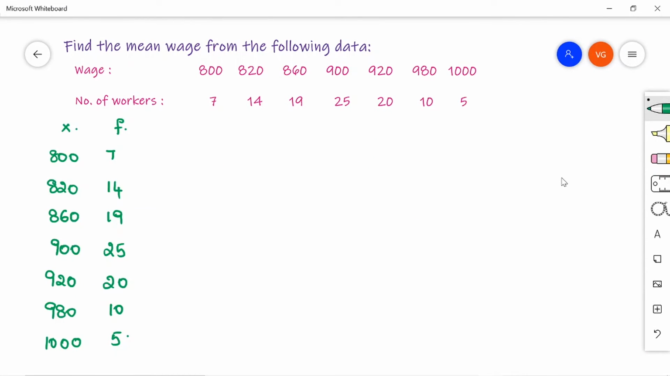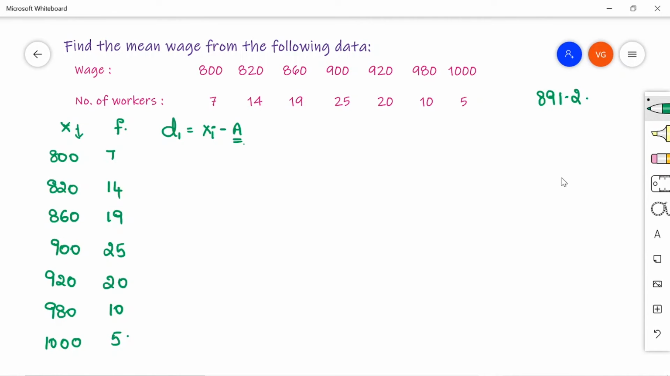So using the shortcut method, we'll check it out now. In the previous method, that is the direct method, we got the mean as 891.2. Let us try the same problem with the shortcut method. In the first column, I have written the values of x, that is the wages. In the second column, I have written the frequency, that is the number of times the number has appeared in the list. The third column should be di, where d is nothing but xi minus a. Here a is the assumed mean.